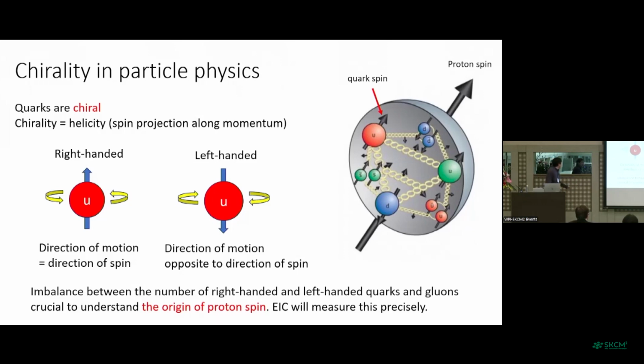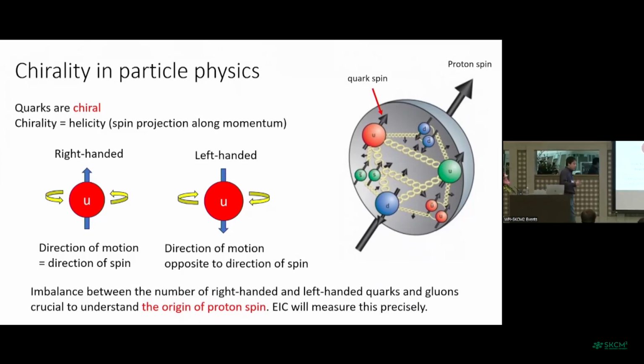Right from the start, let me say that the quarks are chiral, in the sense that they can be right-handed or left-handed. Suppose this quark is moving upward on the screen. When I say chirality, it basically means the helicity of this quark. The spin of the quark can be in the same direction as the direction of the motion, that is called right-handed, or it can be in the opposite direction from the direction of the motion, that is left-handed. So the quarks are basically a chiral object.